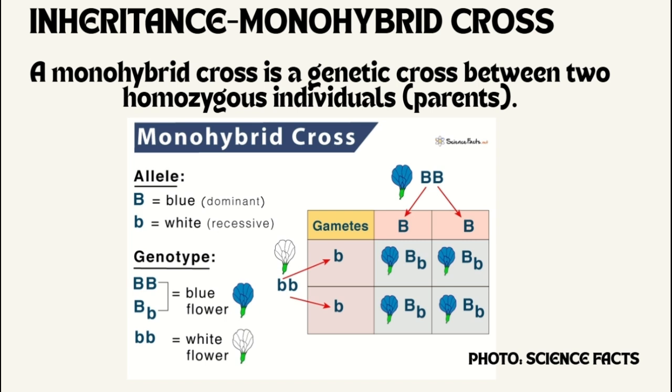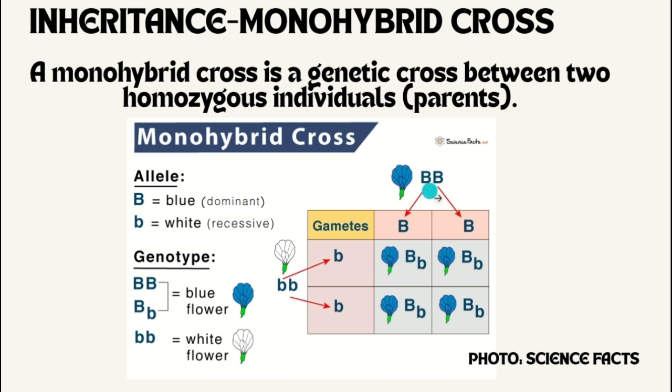In a monohybrid cross, it's a genetic cross, right? This is how we can predict the next generation. It's a genetic cross between two homozygous individuals. Remember what we said homozygous meant, they must have the same thing. In this diagram, this would be the F1 generation, meaning the first generation. If the parent had a child, the offspring is the first generation.